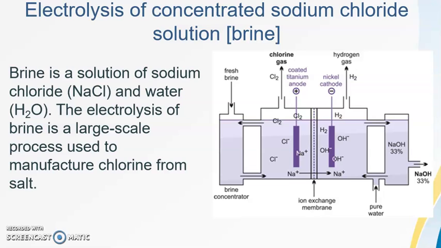The membrane cell has a titanium anode and a nickel cathode. Titanium is chosen for the anode as it is not attacked by chlorine. The anode and cathode compartments are separated by a membrane. This membrane is selective. It allows the sodium ions and hydroxide ions to flow through, but no other ions. This means that the products are kept separate and cannot react with each other.